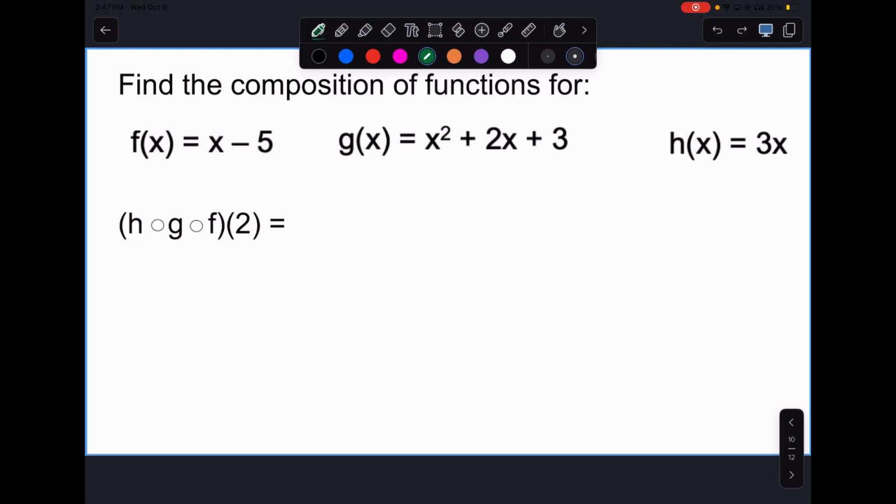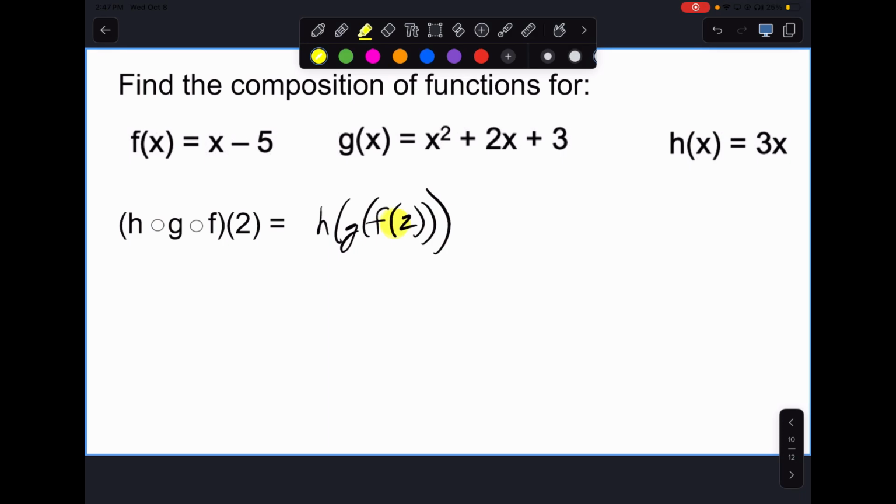Okay, now we have h compose g compose f of 2. So this is the h of g of f of 2. If we were to write it into the other form, it's h of g of f of 2, like that. It's a lot. Okay, remember that we start from the inside and work out, right?